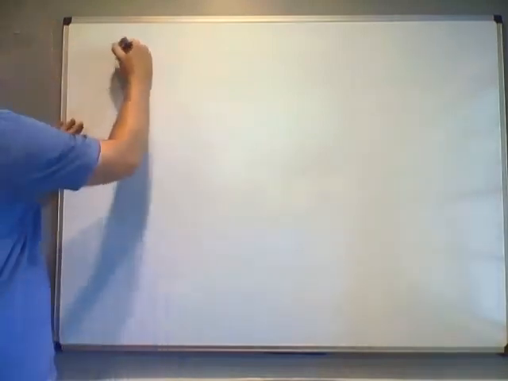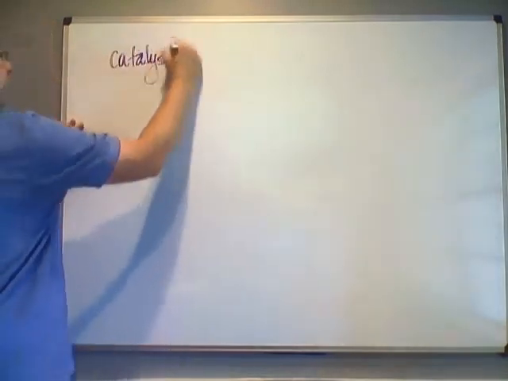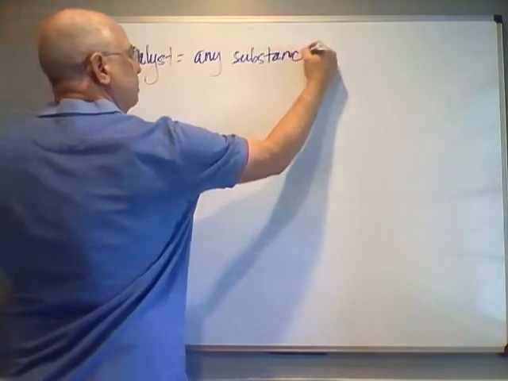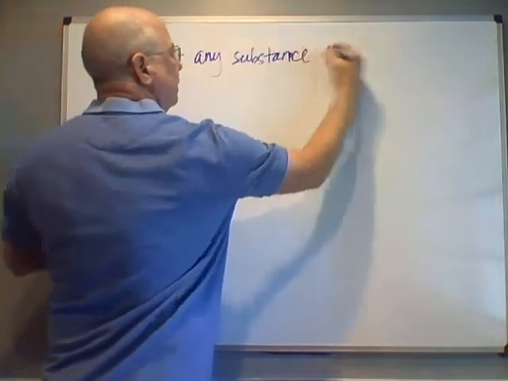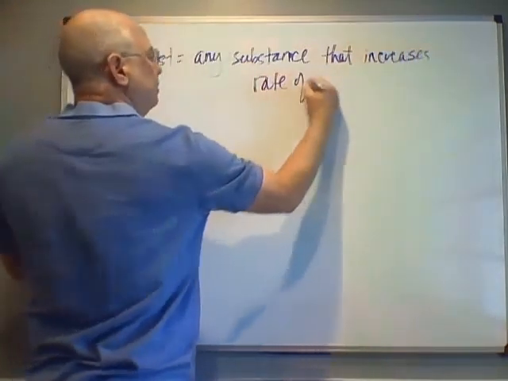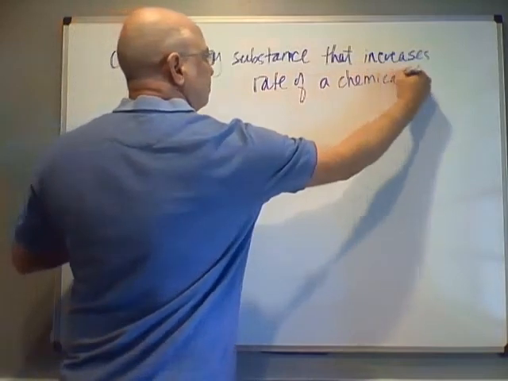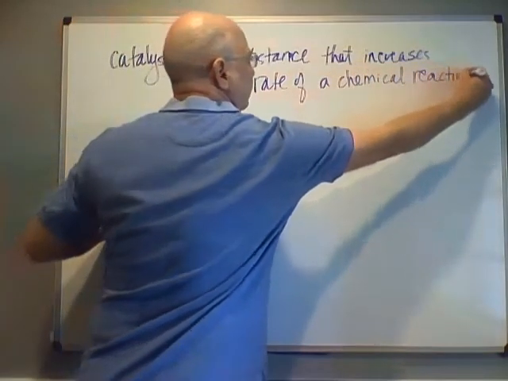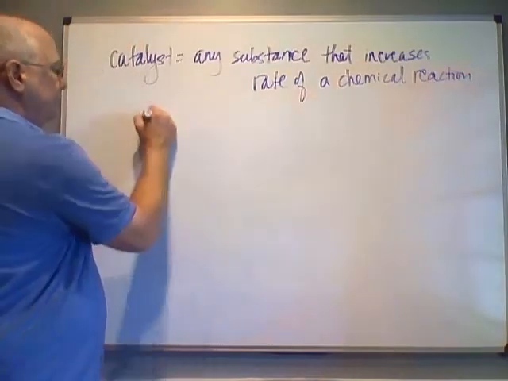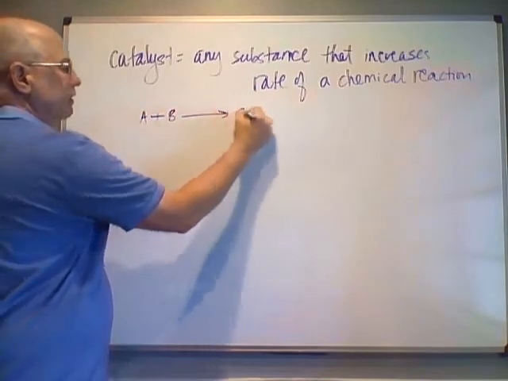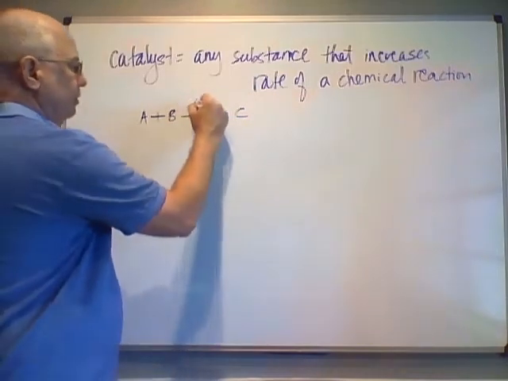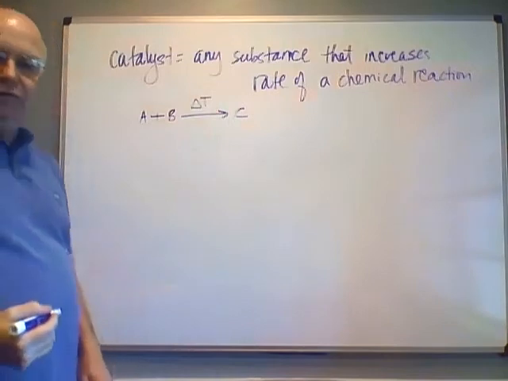So there's a term called a catalyst. A catalyst is any substance that increases the rate of a chemical reaction. So it doesn't matter if it's an anabolic or a catabolic reaction, any chemical reaction. So let's say I have substance A plus substance B that are going to combine in a catabolic reaction to form substance C. Well, we can measure the amount of time it takes for that chemical reaction.